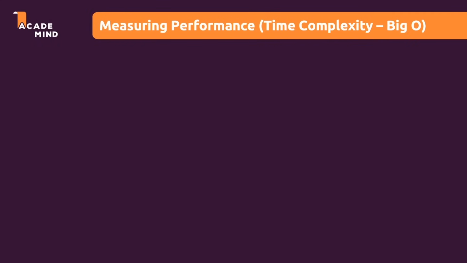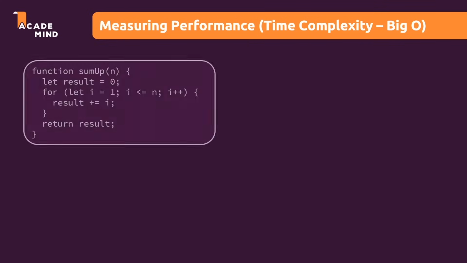Now, in order to find out what the best possible algorithm is for a given problem, we need to be able to measure performance. Let's see how we could measure it. And for that, let's take an example problem. Your goal is to write a function that takes one number as an input and then builds the sum of all the numbers leading up to that number. This function could look like that.